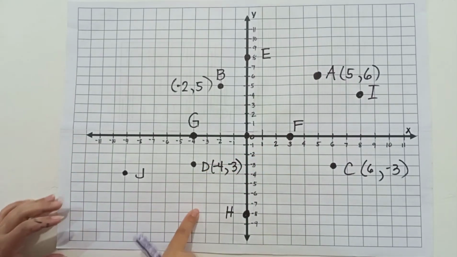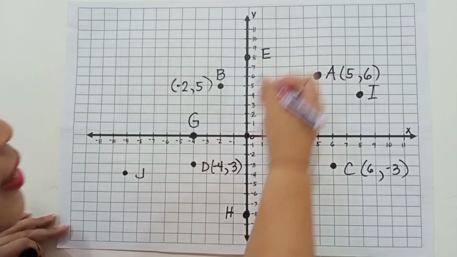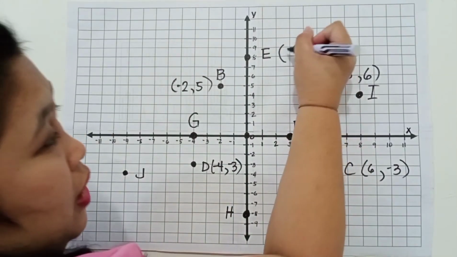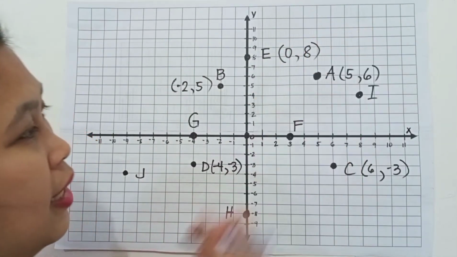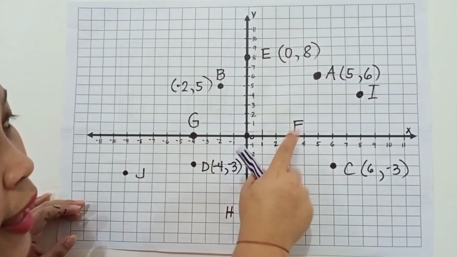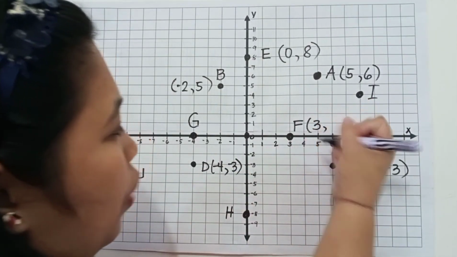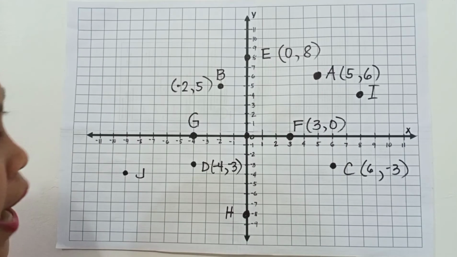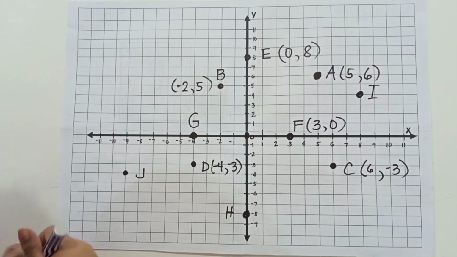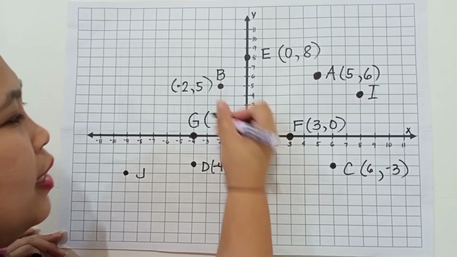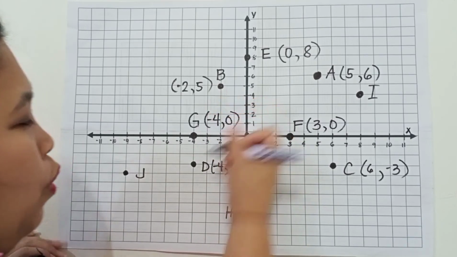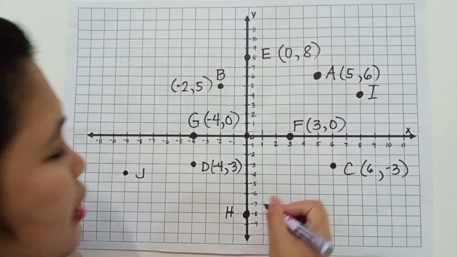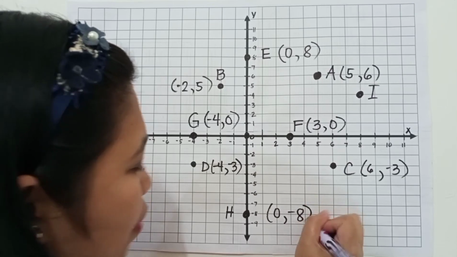And then, point E. So, this is our point E. You all know that this is located on the upper part. So therefore, you have 0 as your x-axis and positive 8 as your y-axis. And then this is our point F. So you have here 3 as our x-axis because it is located on the right side of the x-axis and 0 for your y-axis. And then point G. So this is our point G. It is located on the left side. So you have negative 4, 0. And then point A, located on the lower part of the y-axis. So you have 0, negative 8.